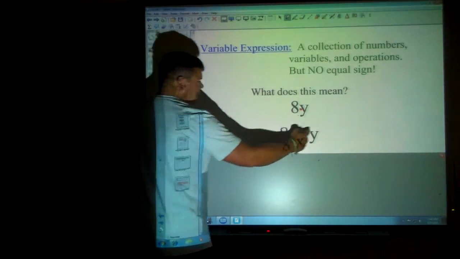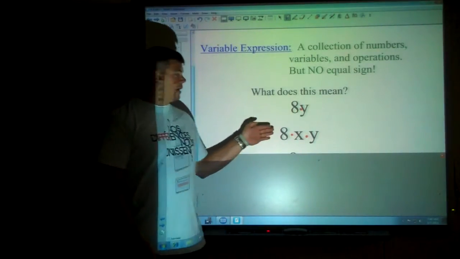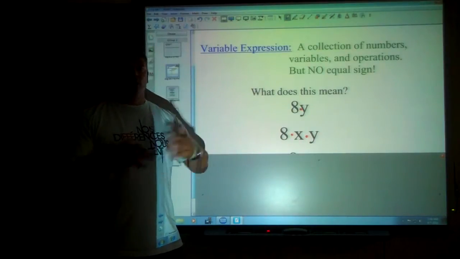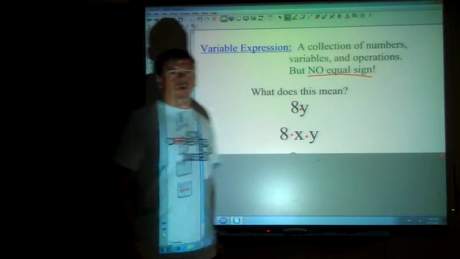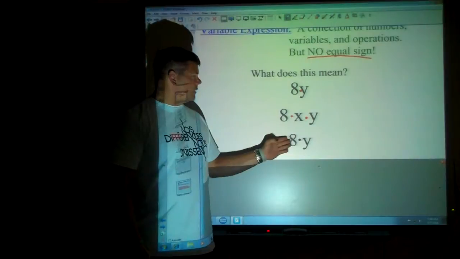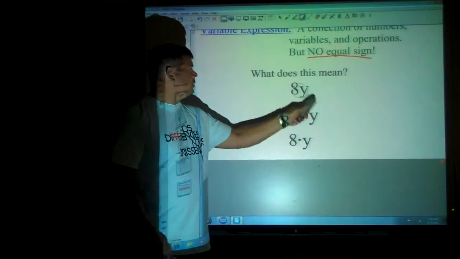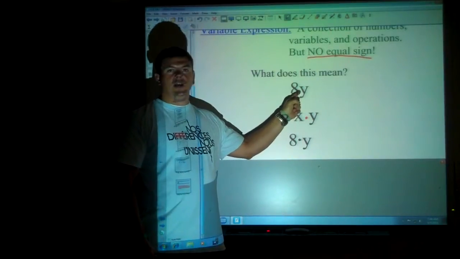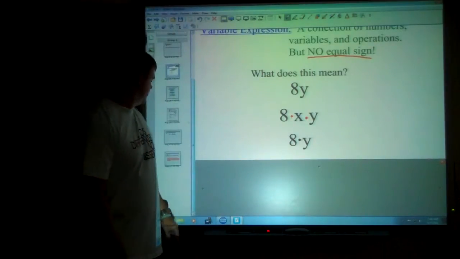Once again, there's no operation sign. So 8 times x times y. That's an expression. It doesn't matter how many numbers, doesn't matter how many variables, doesn't matter what kind of operation signs, as long as there is no equal sign. 8 times y is the same as up here. So if you don't see a multiplication sign, anything in between like this, it really means multiplication.